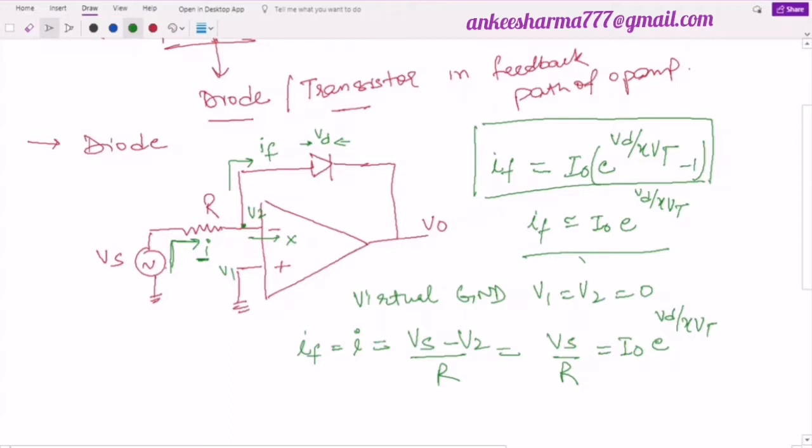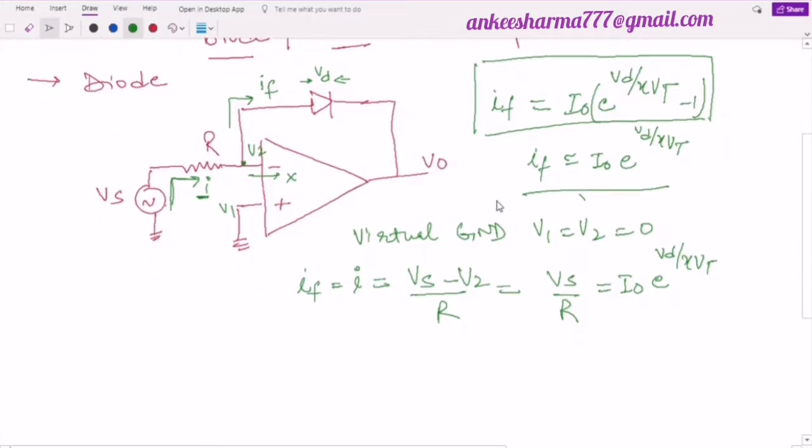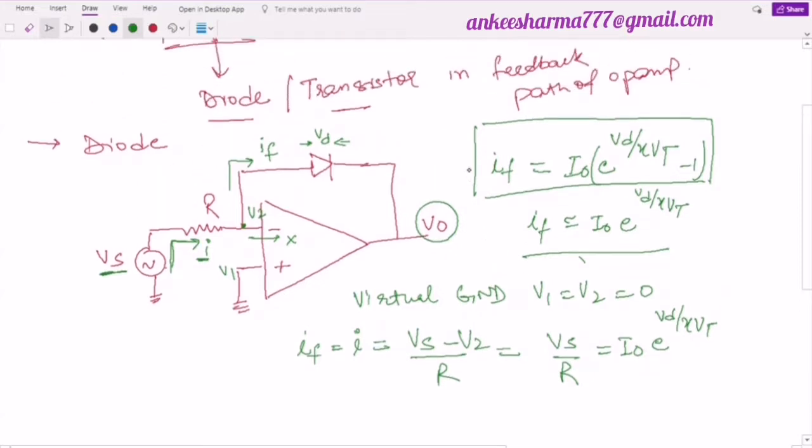Vd is the voltage across this diode. So from here, can I find the value of my output voltage? Because my target is to find the output voltage, which should be the log of my input voltage. It means I want an expression where my V0 will come out to be the log of my Vs, right? Now, if I see here, V2 is 0 in this scenario.